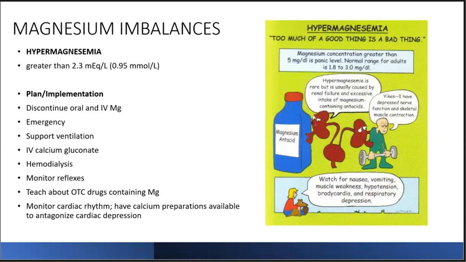Also, you need to monitor the cardiac rhythms. Remember, we said hypermagnesemia could depress cardiac impulse transmission and cause bradycardia and hypotension. So you want to monitor cardiac rhythms and also have calcium preparations available to antagonize this cardiac depression.